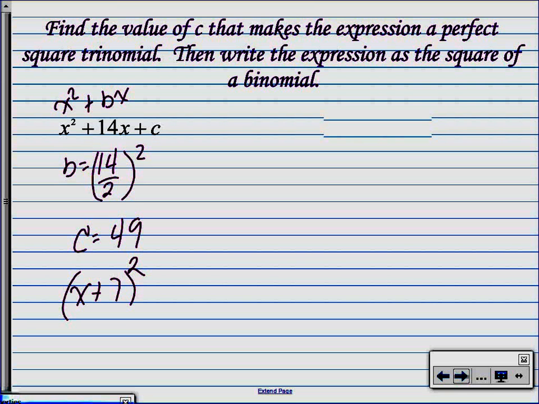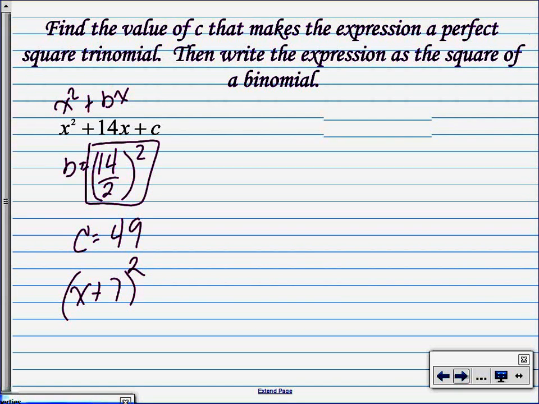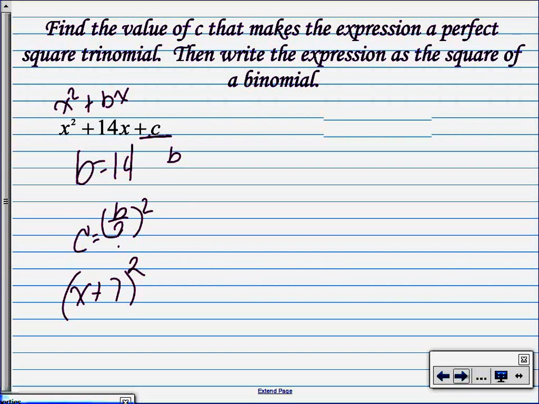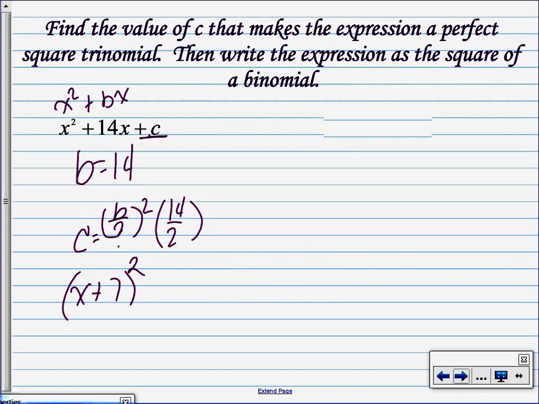Yeah, divide by 2 and square it. That's it. There's a little bit more, but yes. Well, c is this part right here. Sorry, this isn't b. b is only 14. I should have written this lower. I didn't mean to confuse you. Let me rewrite that. So b equals 14, right? But to complete the square, that's b, so c is going to be equal to b halved, squared. That's what c is going to be. Is that better? Sorry. So that's 14 halves squared.